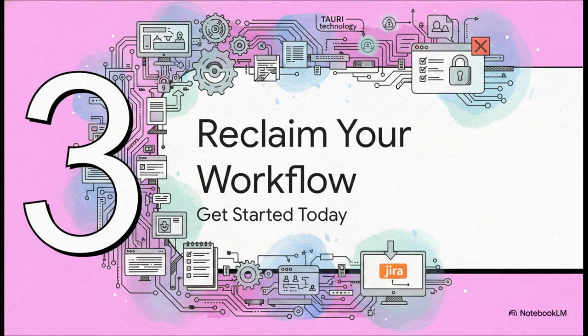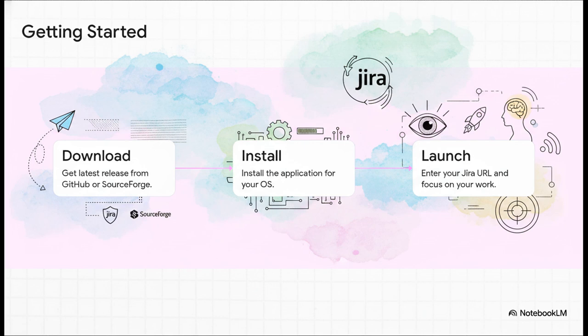Section 3. Reclaim your workflow. Get started today. Because the app is just so incredibly lightweight, the onboarding process is practically non-existent. You can be up and running in under 60 seconds with 3 ridiculously simple steps. Step 1. Just download the tiny installer directly from their official GitHub releases page or from SourceForge. Step 2. Run the quick installation for your OS. Step 3. Launch the app, drop in your company's Jira URL just one time, and that's it. You are ready to drop the distractions and actually focus on your tasks.